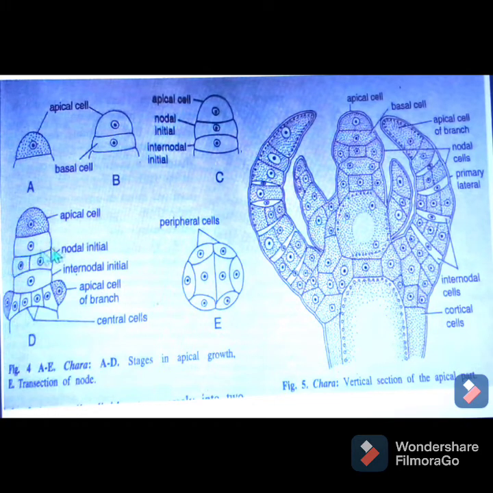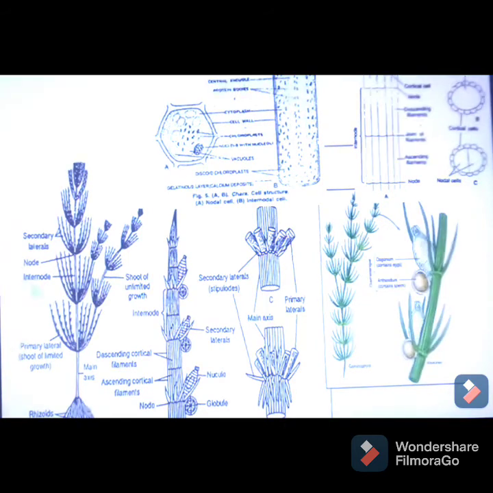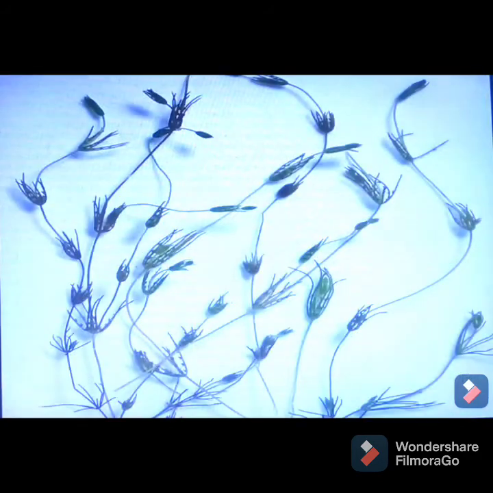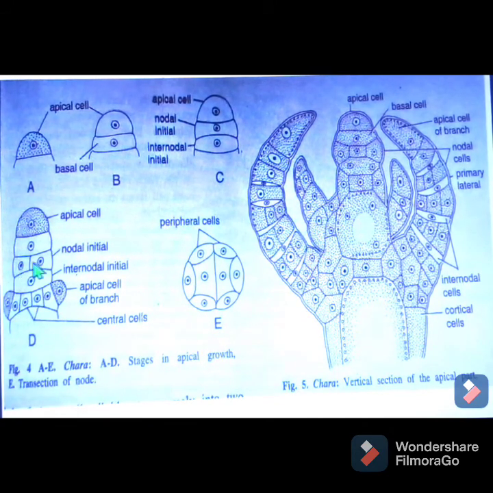okay? Not only once but repeatedly it will undergo cell division and ultimately form two central cells. These are the two central cells, and they are actually surrounded by 6 to 20 peripheral cells. And the branches of limited growth, remember these branches of limited growth here, they develop from the peripheral cells arranged in a single row. So branches of limited growth are developed from the peripheral cells which are arranged here, in a single row.